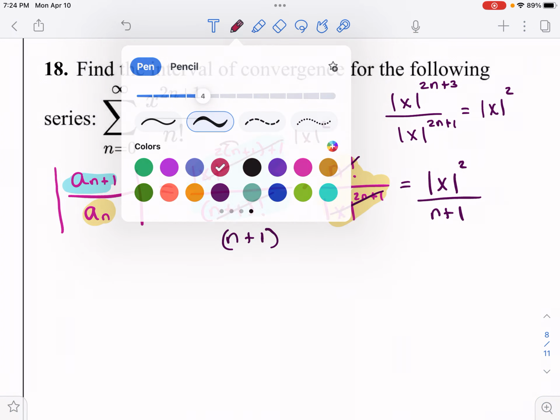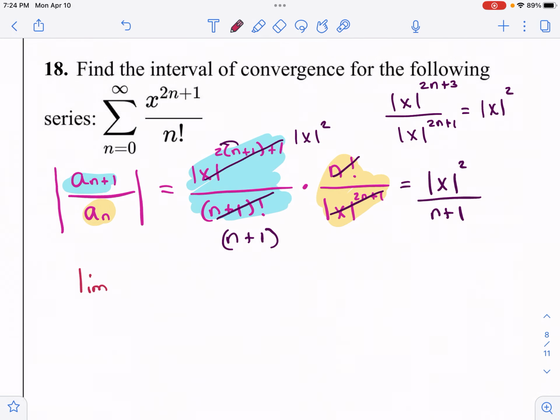Now if you take the limit as n goes to infinity, remember you are welcome to take anything that doesn't have an n in it out. And now you should be able to pretty quickly recognize what that is. That clearly is 0. So it's absolute value of x squared times 0, which is 0.